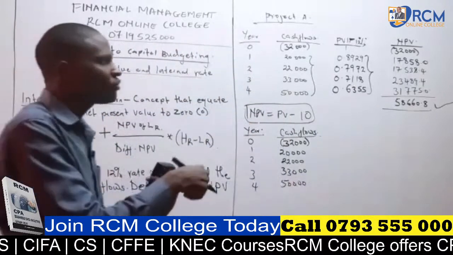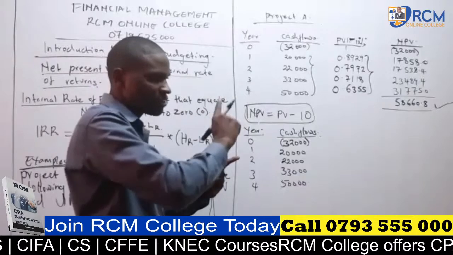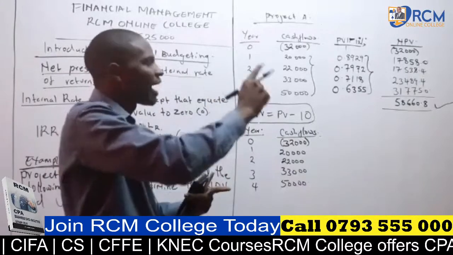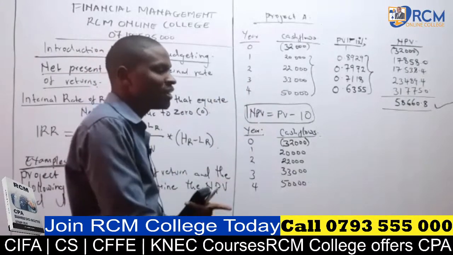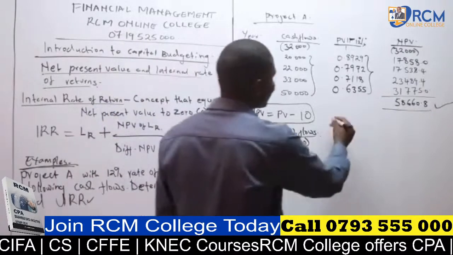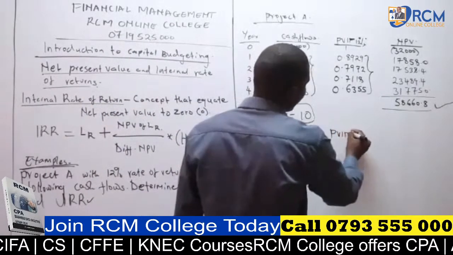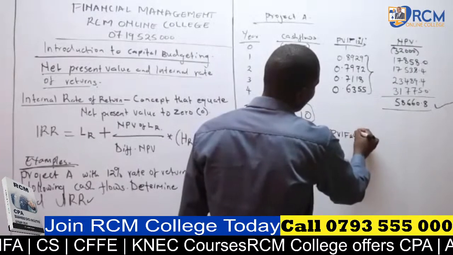This one is at least helping you to understand that if you want to reduce the NPV, the cost of capital should be high. So let's use the cost of capital as 24%.